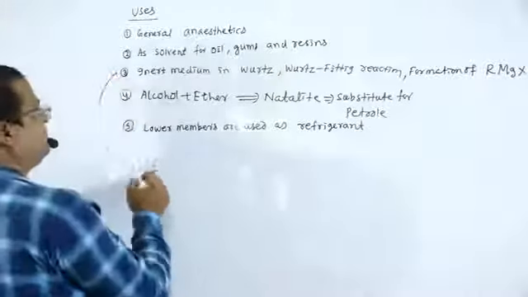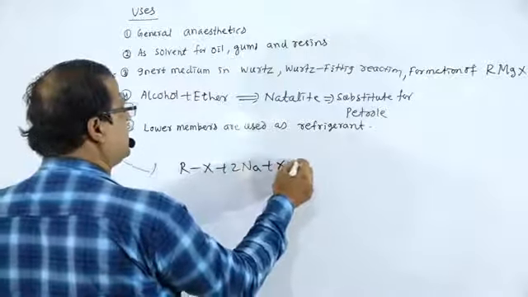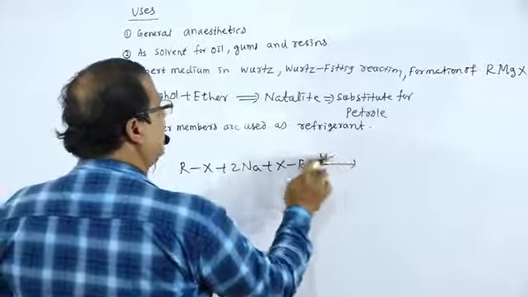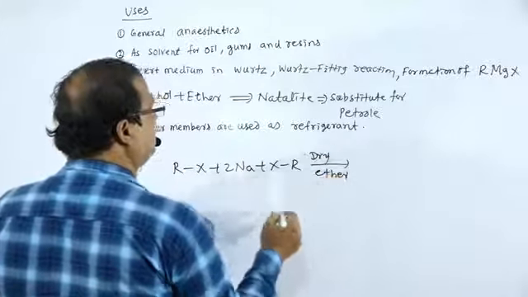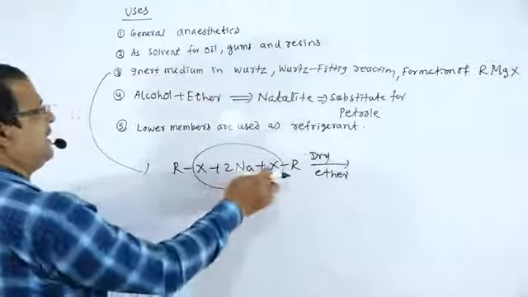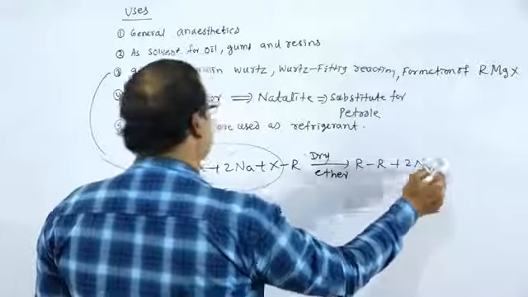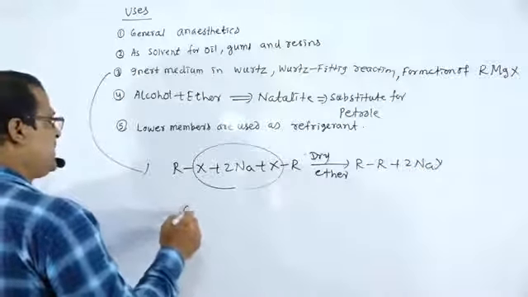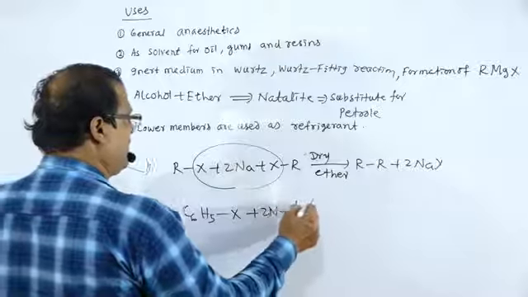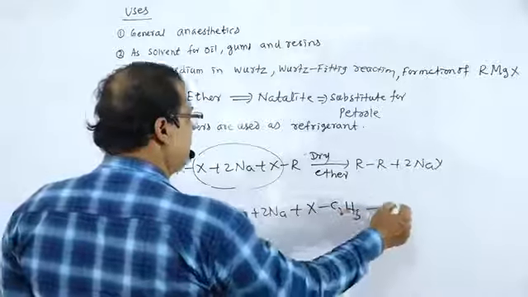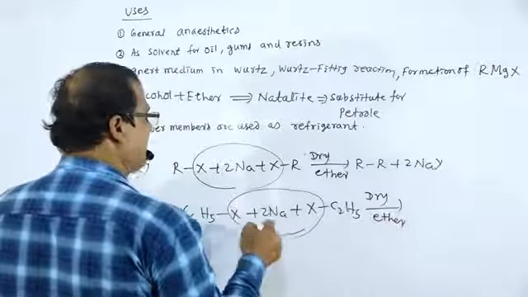For example, RX plus 2 sodium plus XR, that is sodium in dry ether. Dry ether acts as the medium. So NaX, NaX, and R-R, that is the Wurtz reaction, R-R plus 2 NaX. Similarly, C6H5X plus 2 Na plus XC2H5 in dry ether, the same reaction, so NaX.